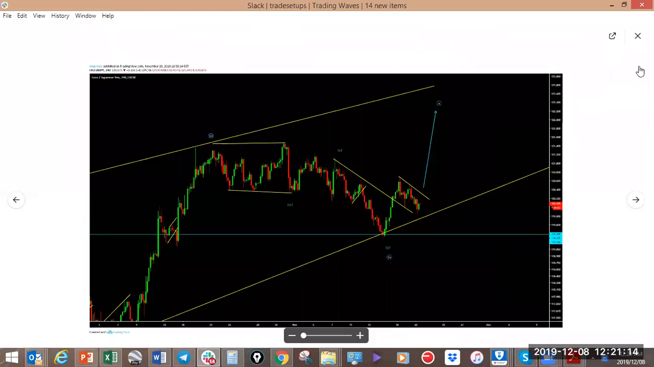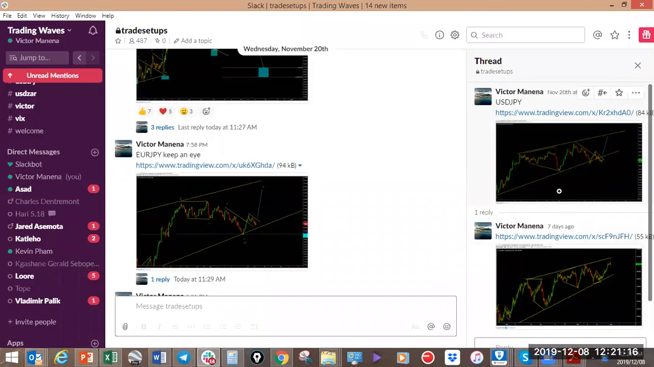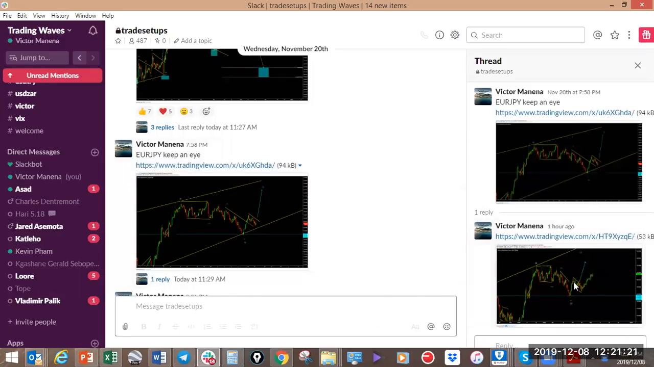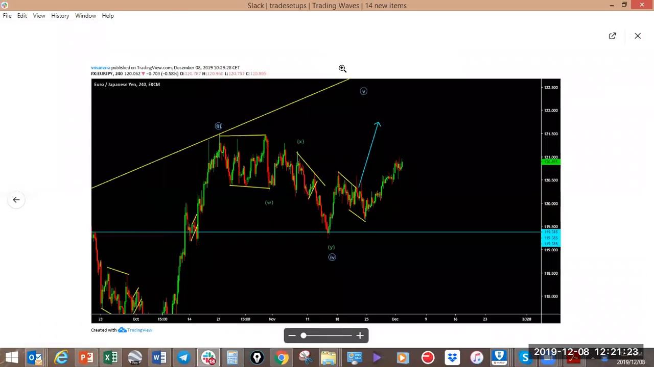Okay, so this is also EURJPY. EURJPY, you can also check that. This is how EURJPY has played out there. How many trades would you have got in here? This is EURJPY, pushed up higher as expected.